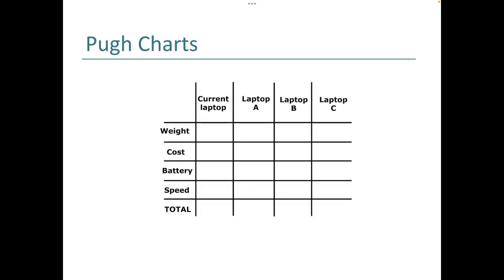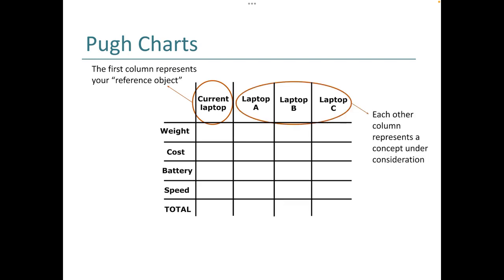Okay, so this part of your notes, we're going to walk through. This is a Pugh Chart that is scoring when you try to buy a new laptop. And so you can see your current laptop here has the first column. And then each of the other columns represents a concept under consideration. And each of the rows represents a criterion that you are trying to compare.